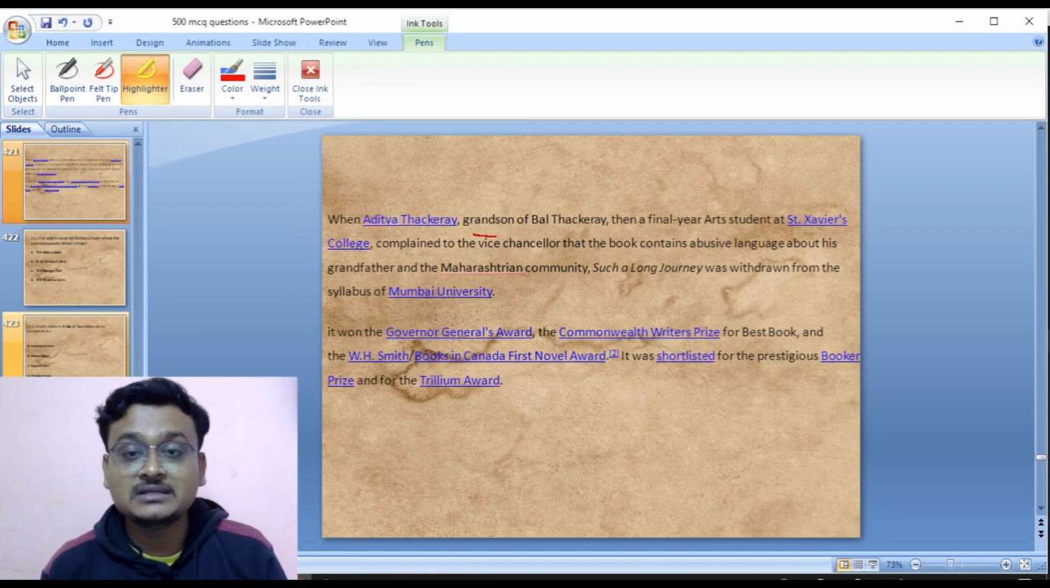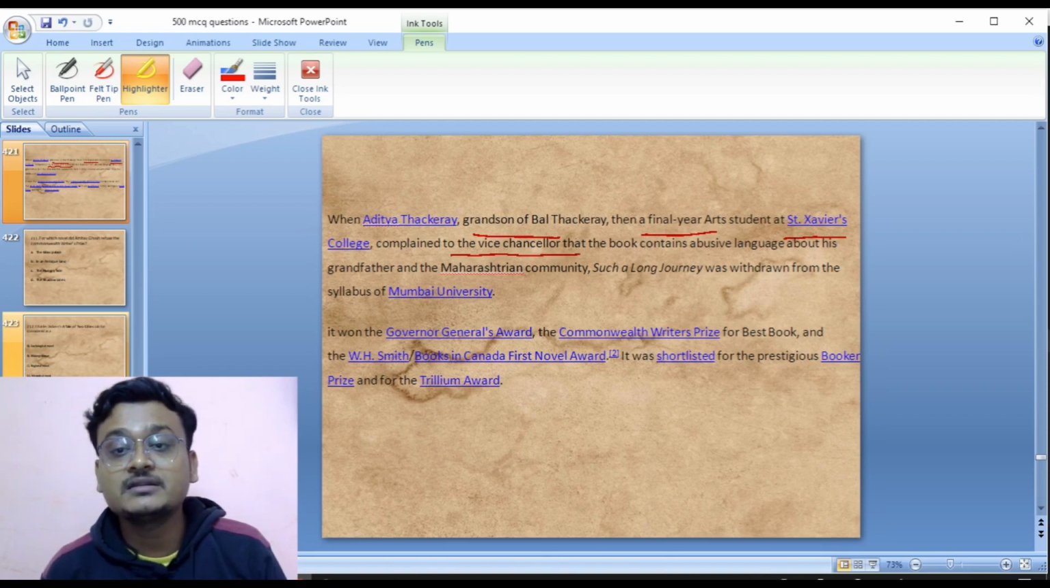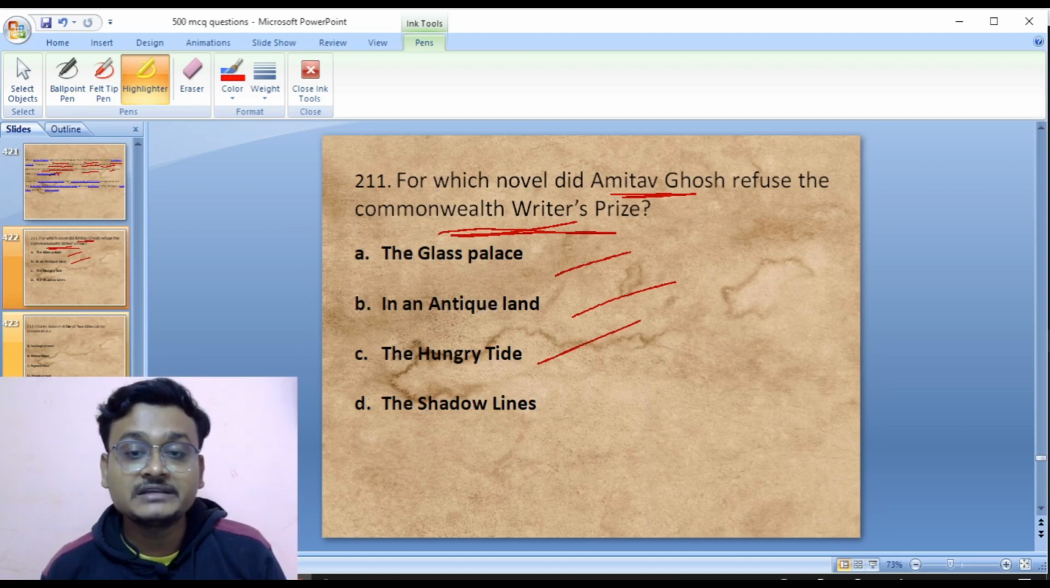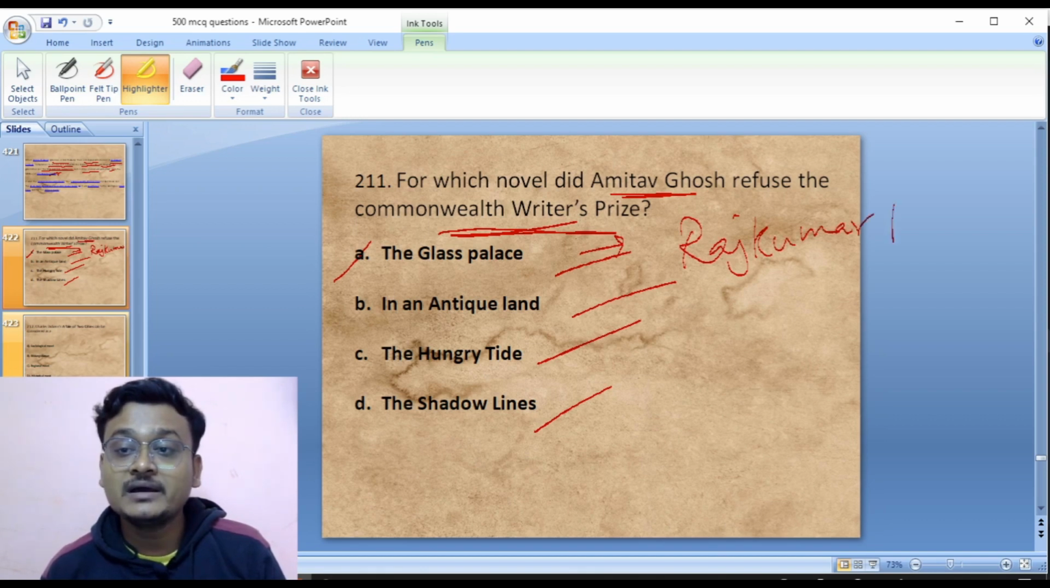Aditya Thackeray, grandson of Bal Thackeray, then a final year arts student of St. Xavier's College, complained to the vice chancellor that the book contains abusive language about his grandfather and the Maharashtrian community. Such a Long Journey was withdrawn from the syllabus of Mumbai University. Okay, next question. Amitav Ghosh refused the Commonwealth Writers' Prize for which novel? The Glass Palace, The Calcutta Chromosome, The Hungry Tide, Sea of Poppies. So it was The Glass Palace, where the character Rajkumar Raha appears. And the setting of The Hungry Tide is Sundarban.